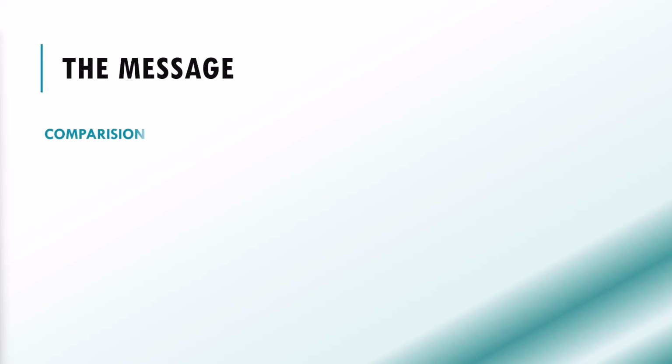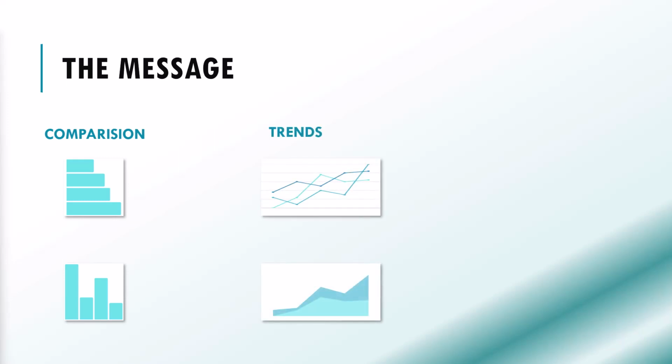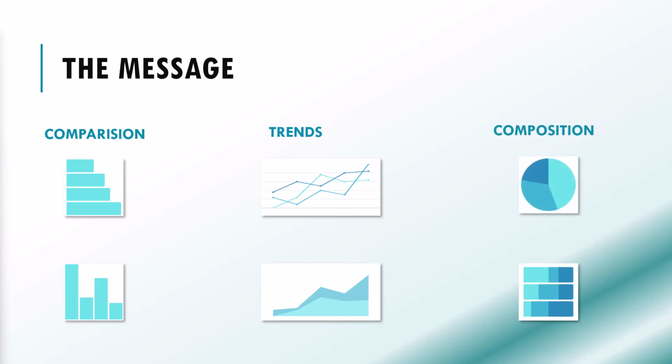The second point is, what message are you trying to communicate? If you are comparing things, use a bar chart. If you want to see the trend over time, grab a line chart. And if you are showing composition, part to whole, then try a pie chart or a 100% stacked column.